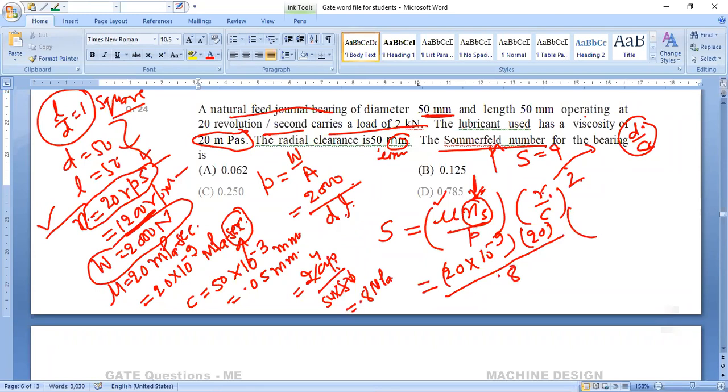Now diameter is 50, so radius is 25. And clearance is 0.05, both in millimeter. So this is my Sommerfeld number. Please solve it. How much is coming? Solve and tell me. Is Sandeep in class? 0.125.